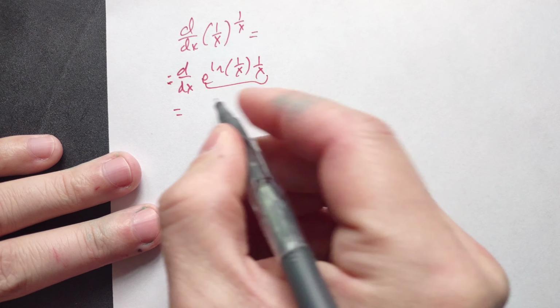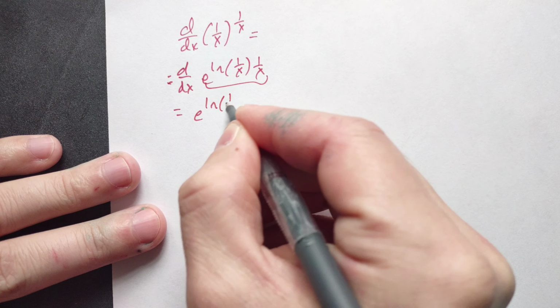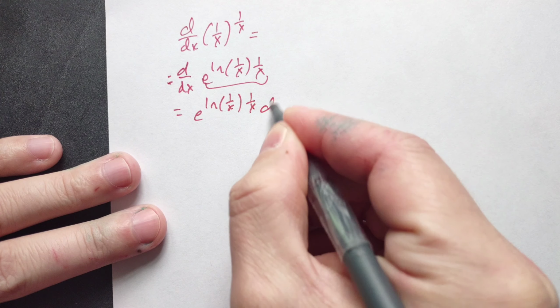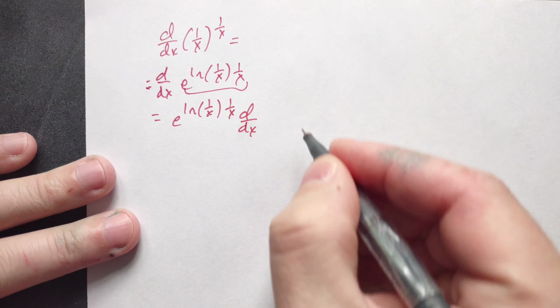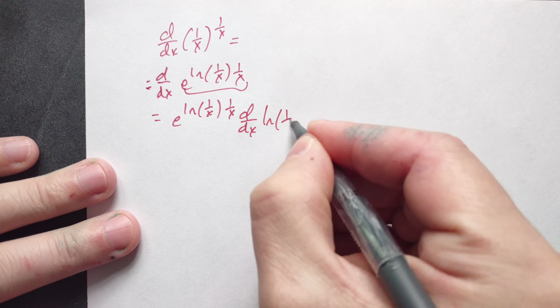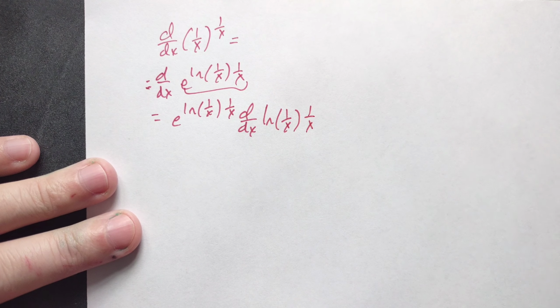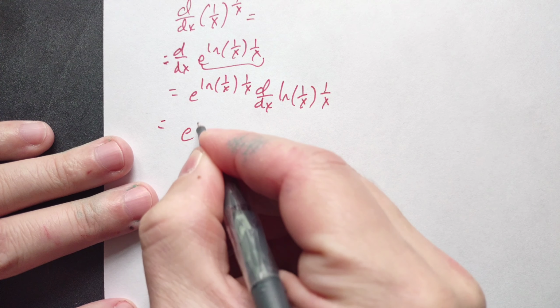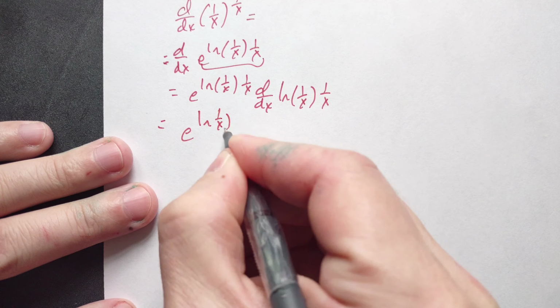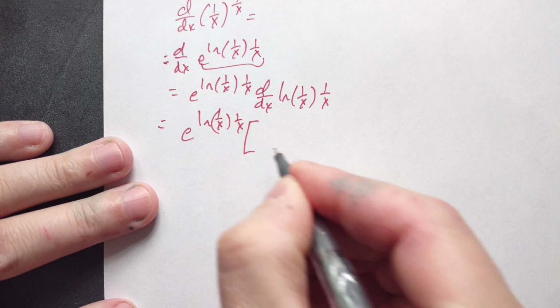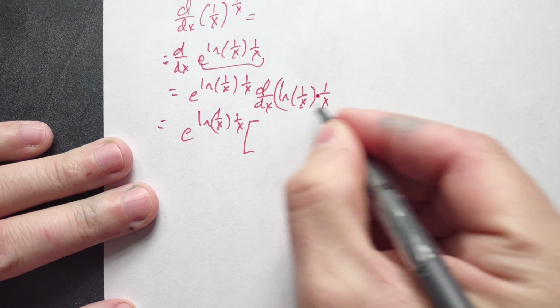Continue down below. Now I use the chain rule. That means you basically first copy this, so it becomes e to the ln of 1 over x times 1 over x, and then multiply by the derivative of the exponent there, which is that ln of 1 over x times 1 over x. Continue, so copy this, e to the ln of 1 over x times the remaining 1 over x. Now here you have to use the product rule on this part.